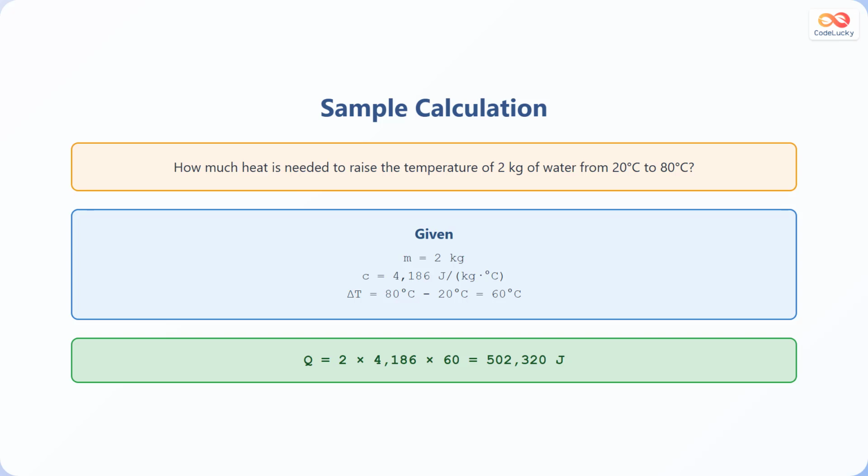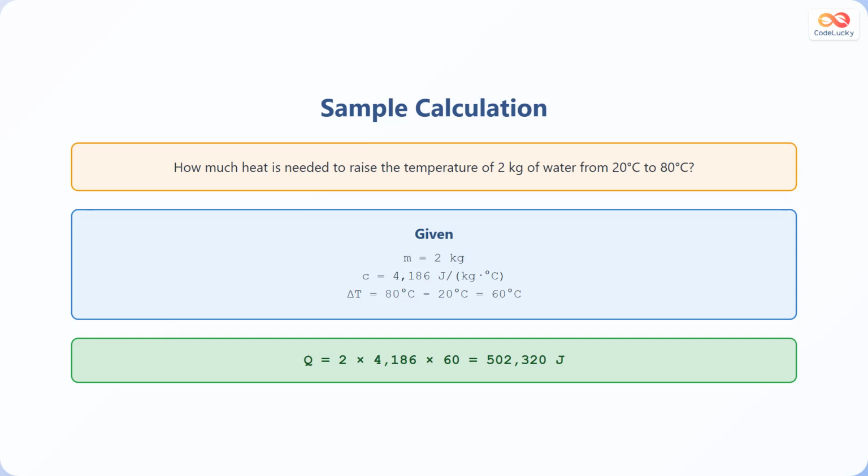Let's work through a sample calculation. How much heat is needed to raise the temperature of 2 kilograms of water from 20 degrees Celsius to 80 degrees Celsius? We are given mass equals 2 kilograms, specific heat capacity of water equals 4,186 joules per kilogram per degree Celsius, and the temperature change delta T equals 80 minus 20, which is 60 degrees Celsius.